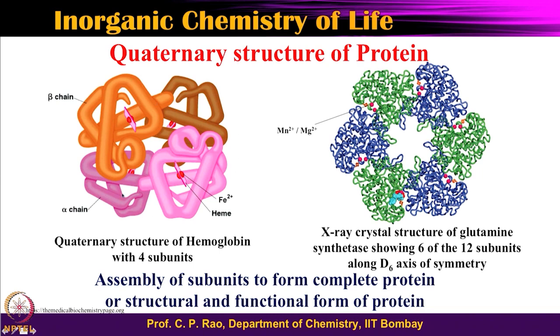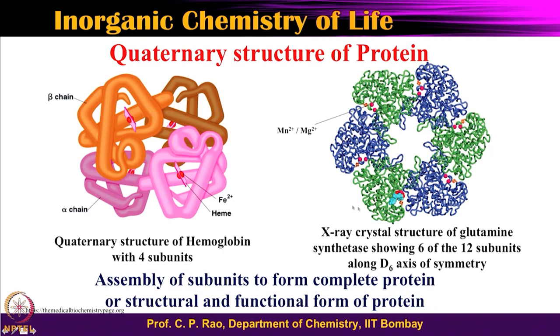In some proteins, the tertiary structure and quaternary structure are the same, with only one subunit. In some proteins, there can be two subunits, three subunits, four, five, six, a variety of things. So when you have more than one subunit, they are arranged together in a particular symmetry, and that results in a quaternary structure.